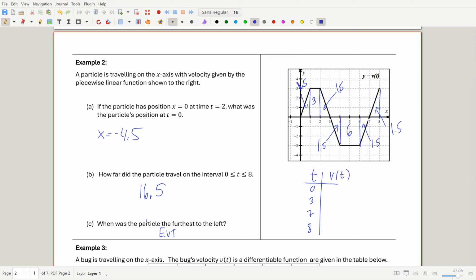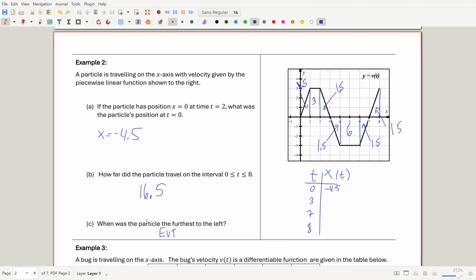We've already figured out that it was at negative 4.5 at 0. No, that should be x. Oh, you're right. This should be x of t. Yes. Yep. Especially with what I said, we figured it was at negative 4.5. Correct. This should be x of t. When is it furthest to the left? That's going to be the lowest value we get for position. Yep.